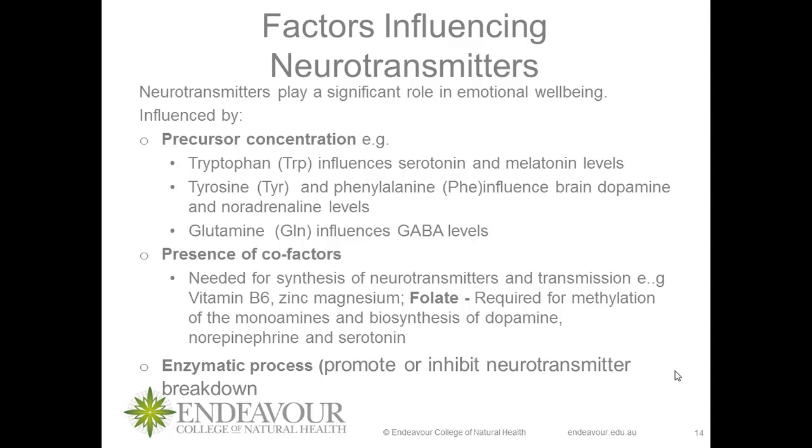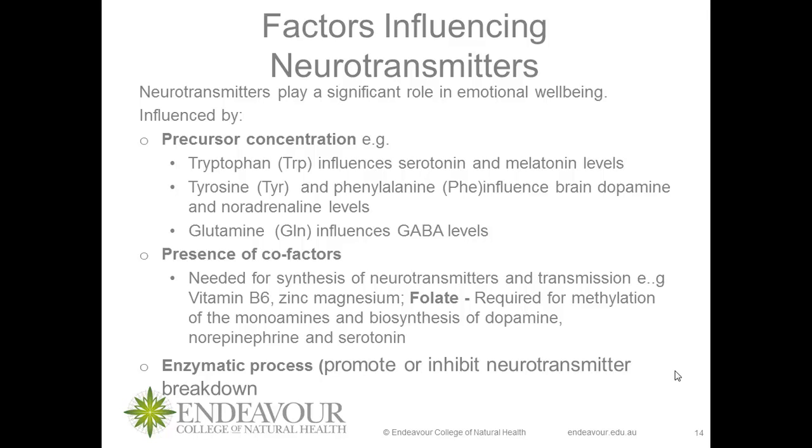There are cofactors that are often needed in the synthesis of neurotransmitters. We have B6, zinc, magnesium, and folate. Folate is needed to methylate monoamines. Also needed in biosynthetic pathways for dopamine, noradrenaline, also called norepinephrine, and serotonin.